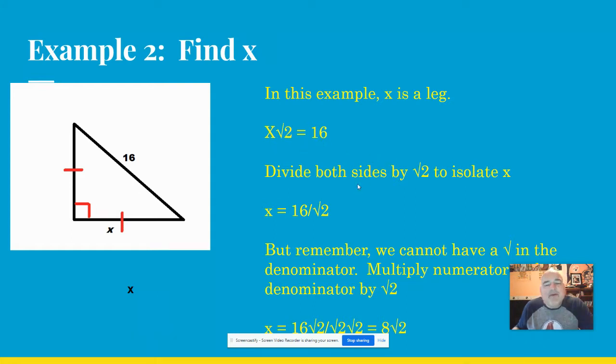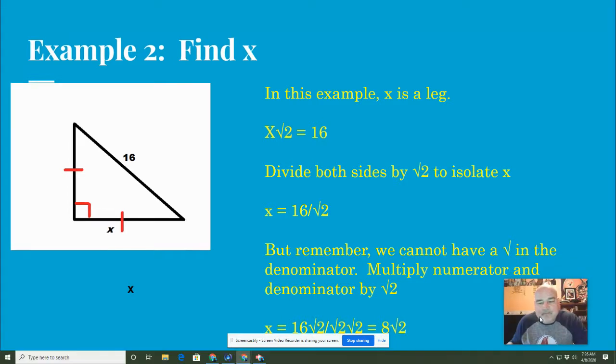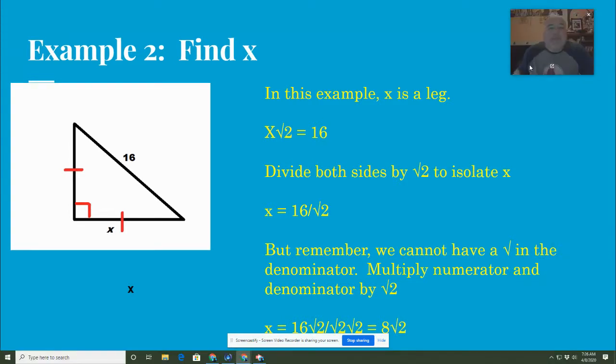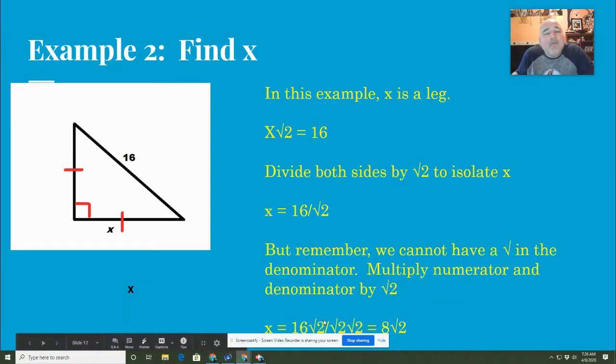We'll then divide both sides by that square root of 2 to isolate x. So we get x equals 16 divided by the square root of 2. However, if you remember from Algebra 1, we cannot have a square root in the denominator, so we have to rationalize it. So we'd multiply both numerator and denominator by the square root of 2, and it simplifies to 8 square root of 2. The shortcut is this: just take half the hypotenuse times the square root of 2.